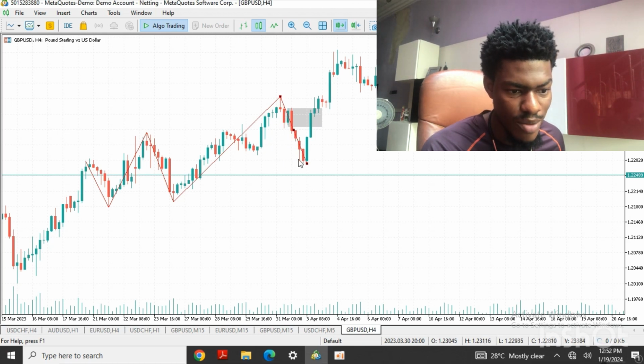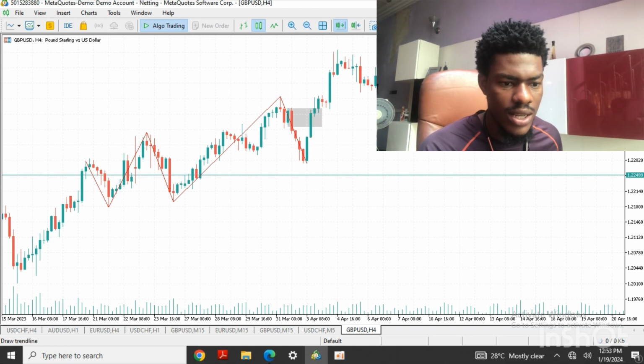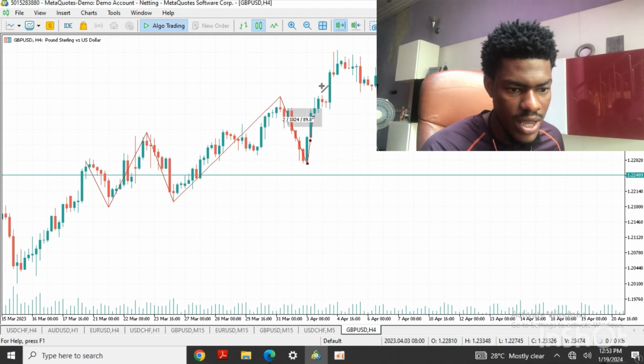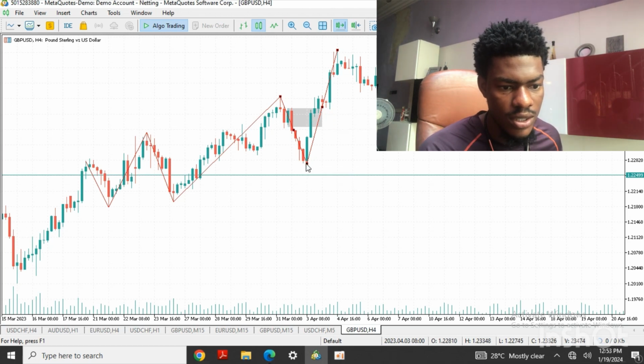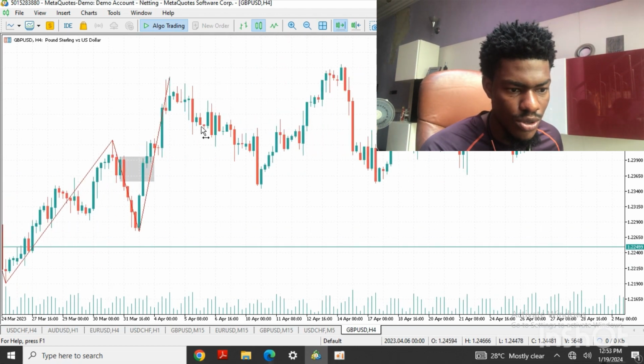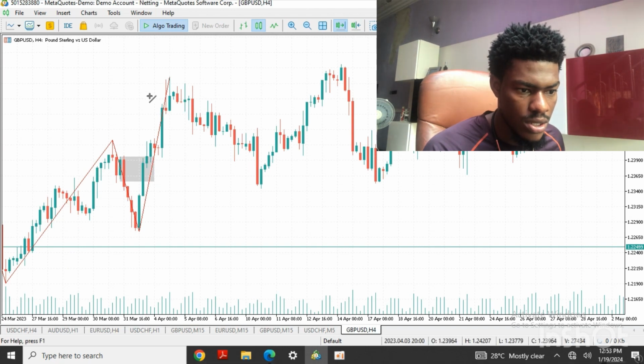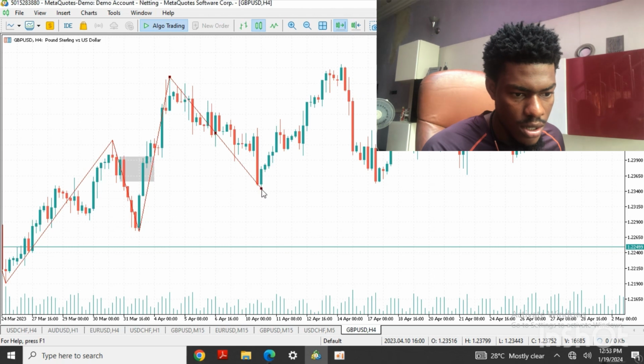So this is not a break of structure. So any other block that is here is just deceiving. You understand? Then this is your next higher high here. All right. And if there's a change of character, let's go further. All right, so this is your higher low, a valid higher low, you understand?